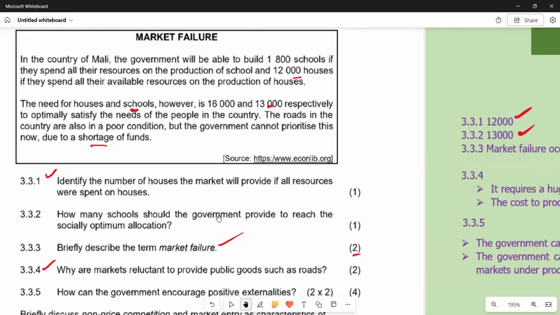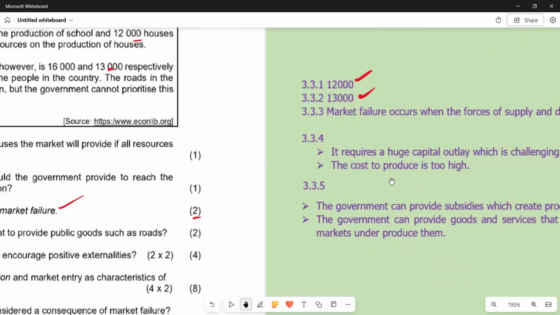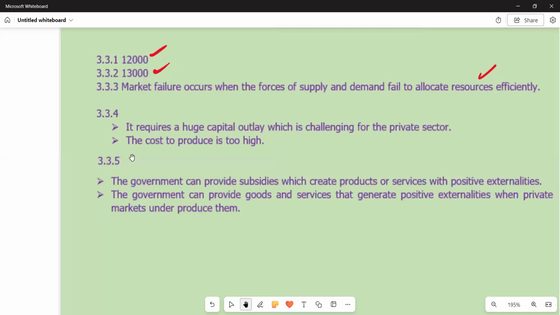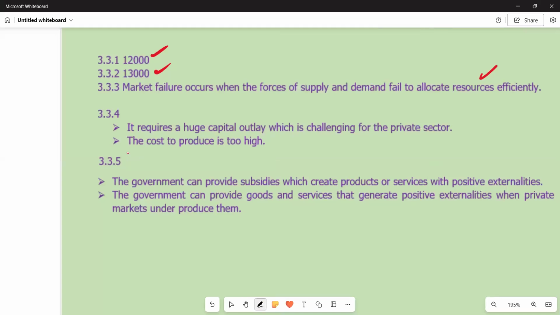So if you go to our answer section, 3.3.4, the first point that we have is that it requires a huge capital outlay, which is challenging for the private sector. So obviously, since we are having shortage of funds, it means we are not able to meet the capital outlay that is required. You see that we are deducing this reason from the issue of having shortage of funds.